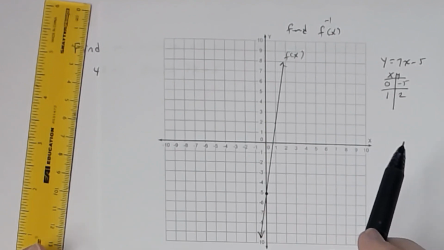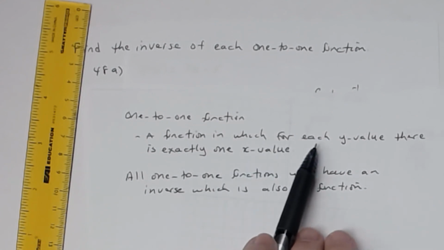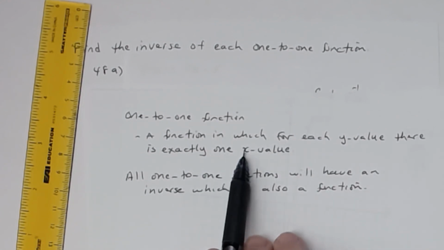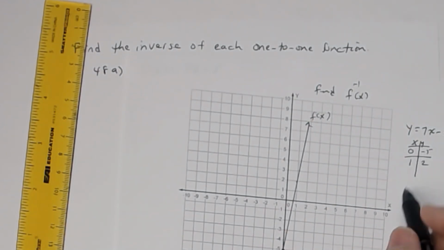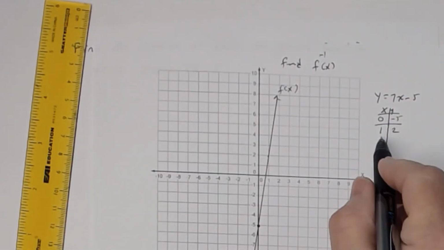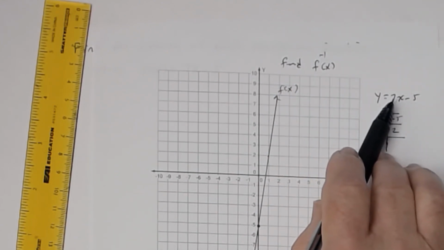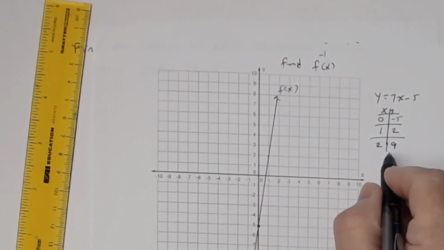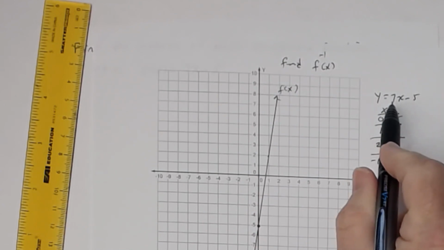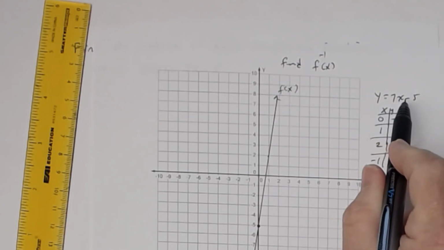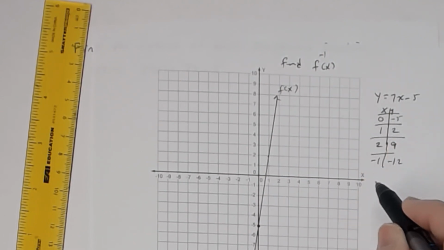All right. Now, going back to that definition that we had earlier, for a one-to-one function, for each y value, there's exactly one x value. Notice that, and I'm going to use a few more points. If I let x be 2, let's say, 7 times 2 is 14. 14 minus 5 is 9. If x is, let's say, negative 1, I get 7 times negative 1, which is negative 7. Negative 7 minus 5 is negative 12. And I can continue on. But the point is this.